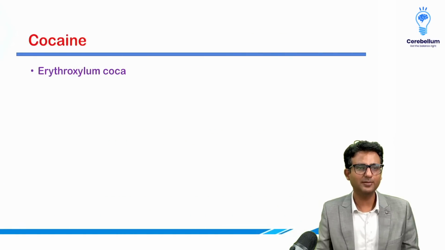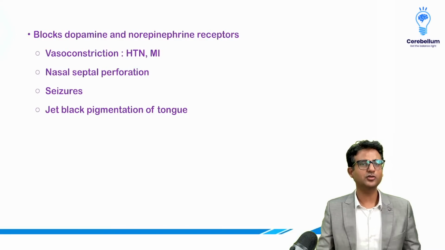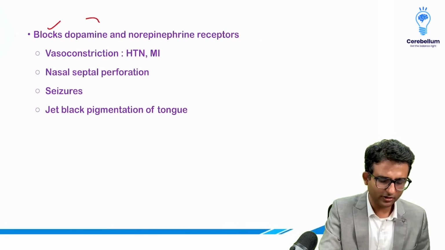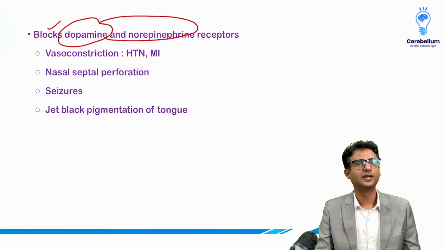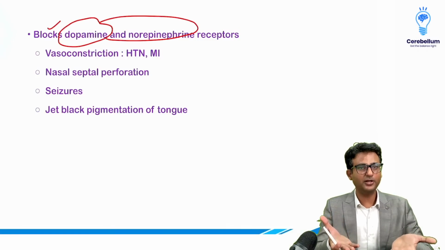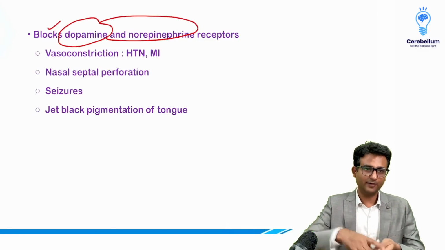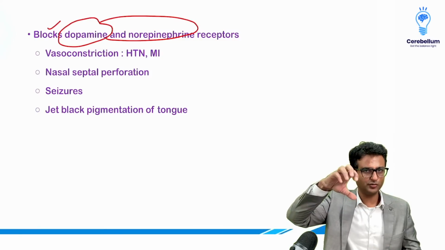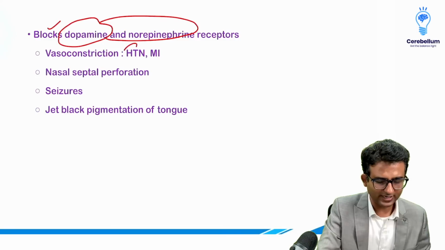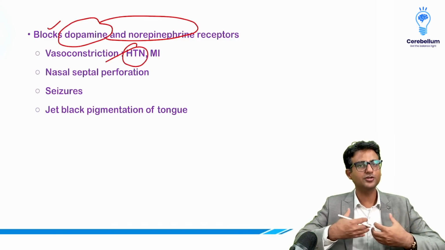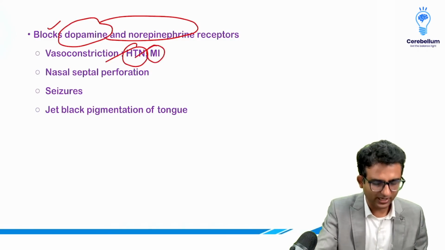Cocaine. What question comes in cocaine? So how does cocaine work? Cocaine blocks the reuptake of dopamine and norepinephrine. If the reuptake of norepinephrine gets blocked, the levels of norepinephrine will increase. It will cause vasoconstriction. Vasoconstriction will cause hypertension. If there is vasoconstriction of the coronaries, it will cause MI.